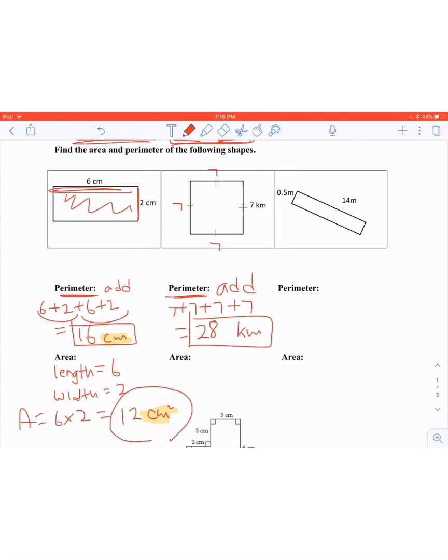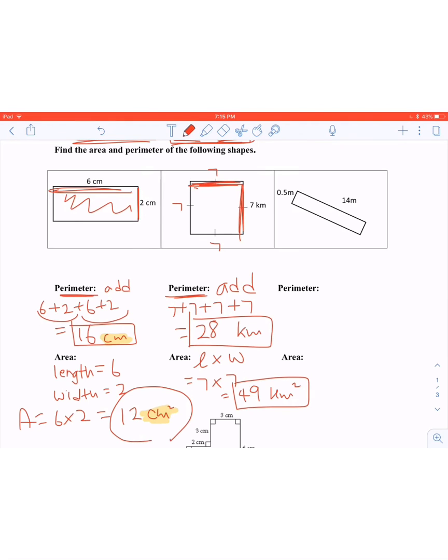To find the area, again, we multiply length with the width. Length is 7, width is also 7. So 7 times 7 is 49 kilometers squared.